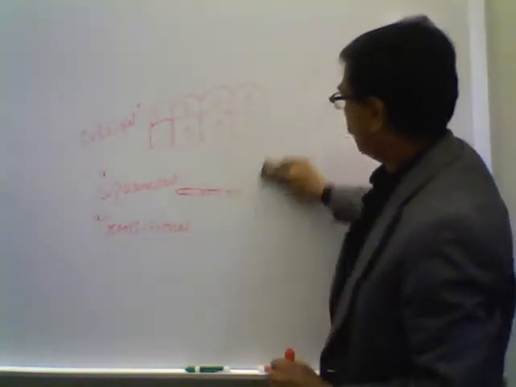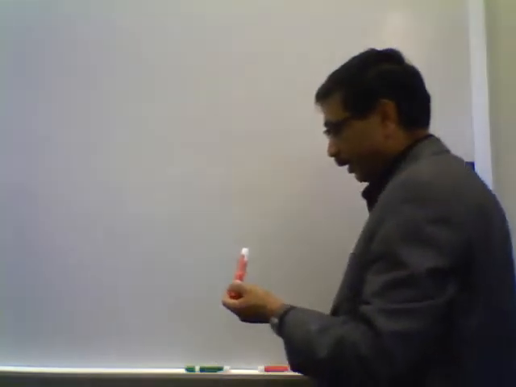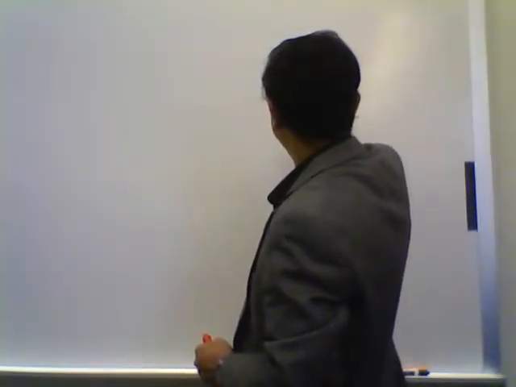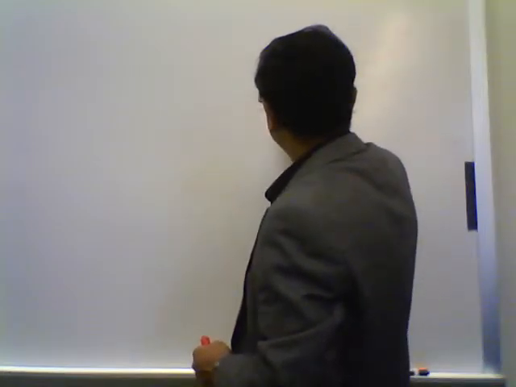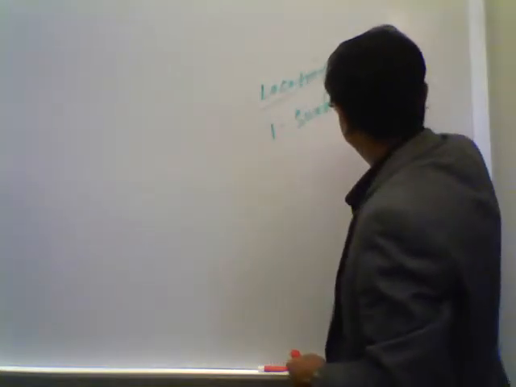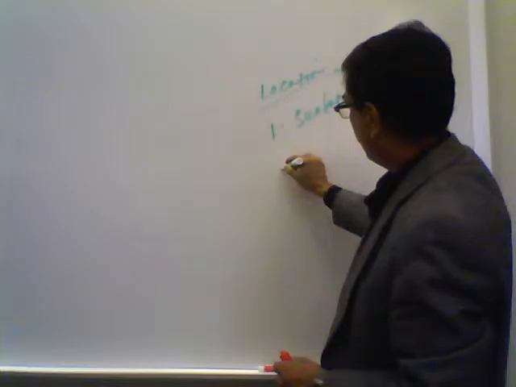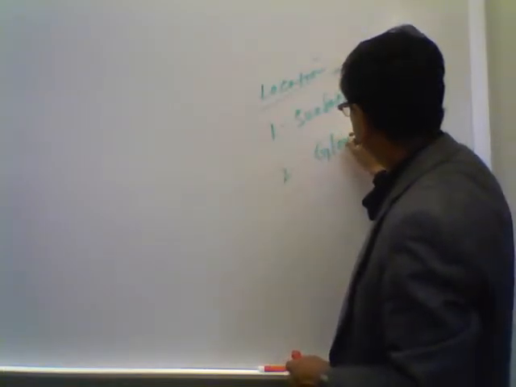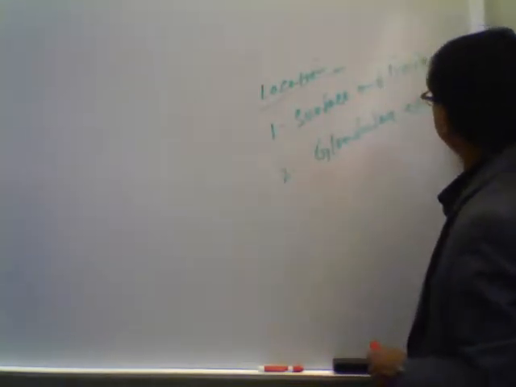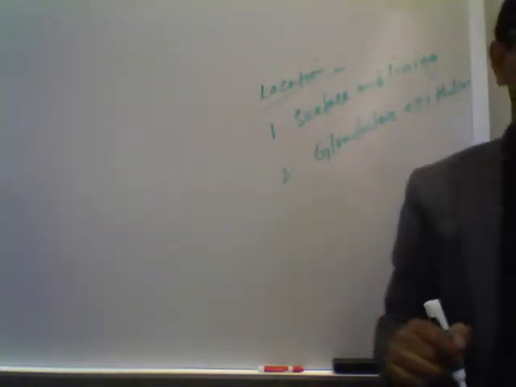Now we'll see by location. By location, we classify the epithelial tissues into two types. By location, we divide into number one, surface and lining epithelium, and number two, glandular epithelium. Very simple, right? Surface and lining epithelium, glandular epithelium.